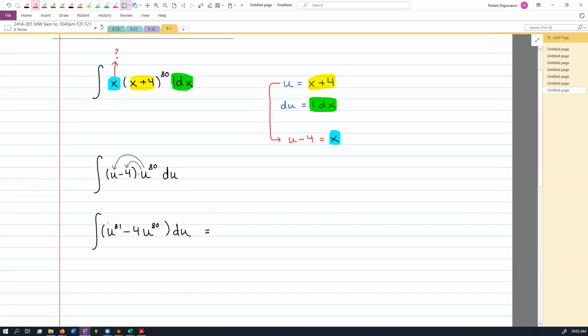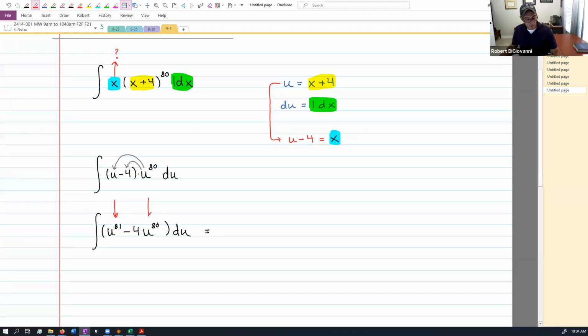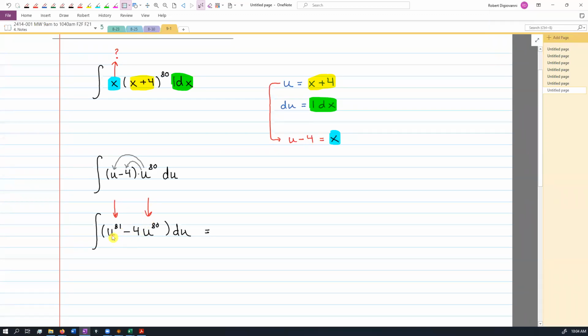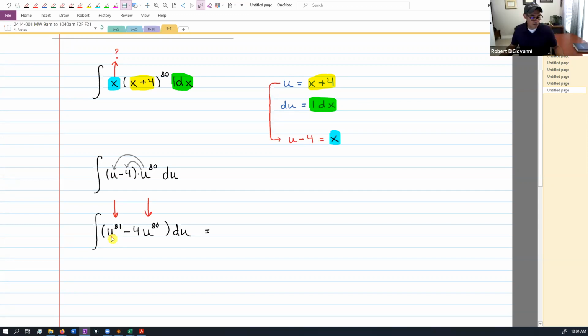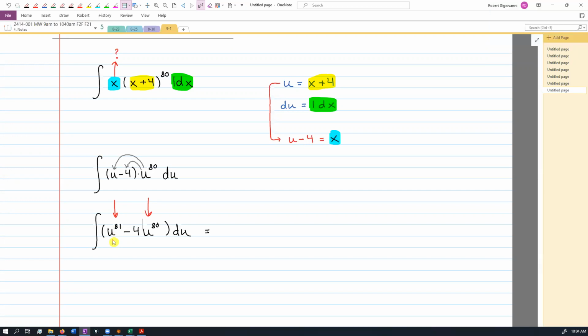Okay. So do you understand we're going to be able to do the antiderivative of each of these separately because we have subtraction? Yes. Okay, so using the power rule, can you give me the antiderivative of u to the 81st power? I'm trying to refresh myself on the power rule because it's been a second.